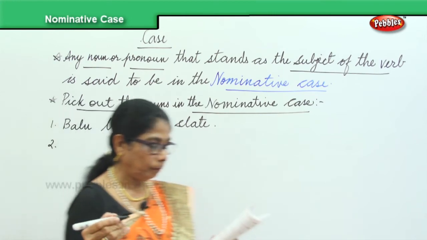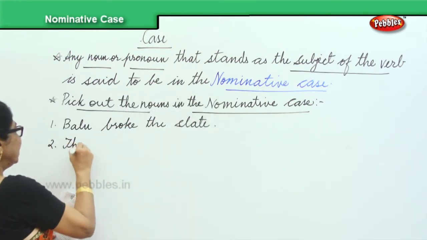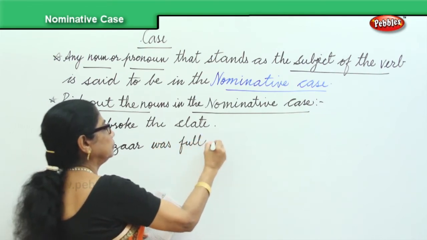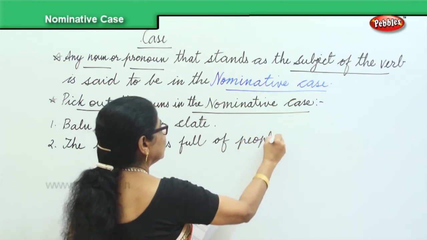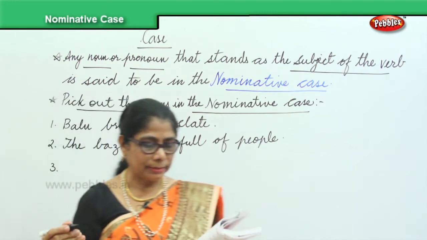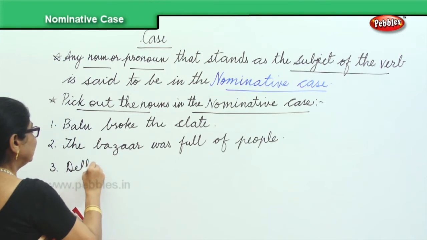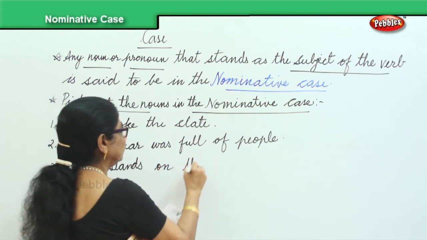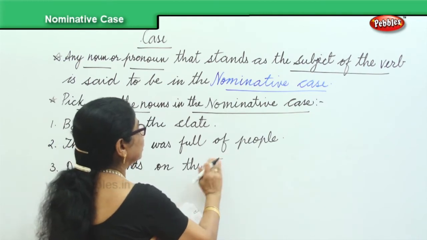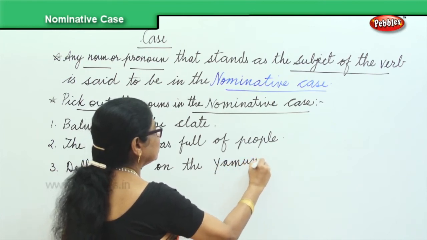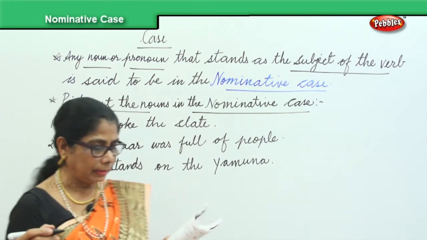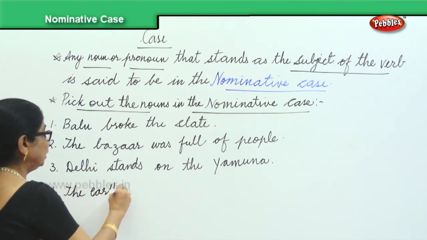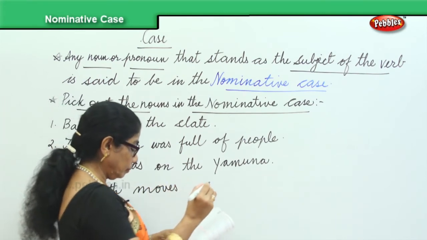Then we have, the bazaar was full of people. Delhi stands on the Yamuna, on the Yamuna River. Next we have, the earth moves around the sun.